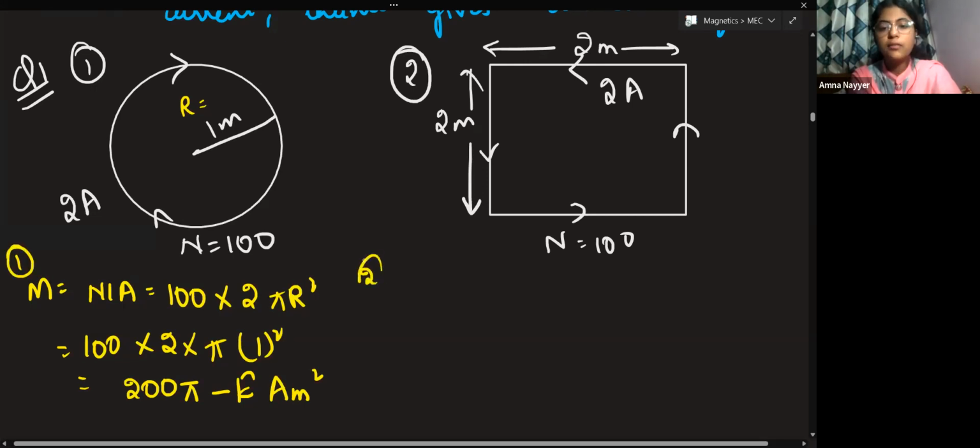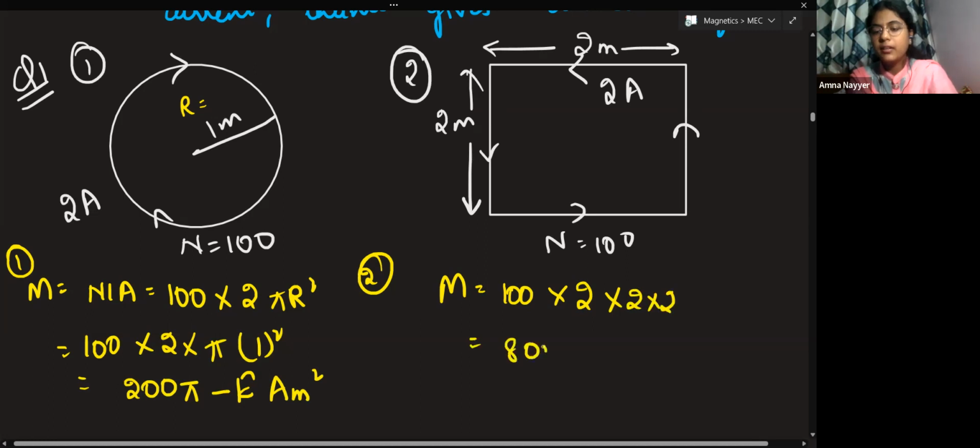For the second one, magnetic moment is NIA. So N is 100, I is 2. Area of a square is side square, that is 2 into 2. This becomes 800. And see, this is moving anti-clockwise. So that is outward. So that becomes k cap ampere meter square. Fine. So note it down.